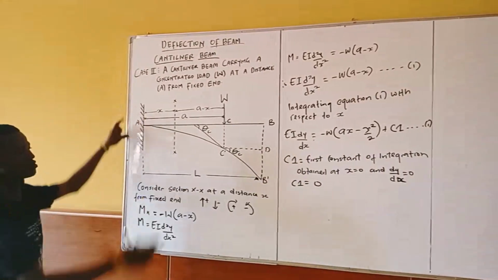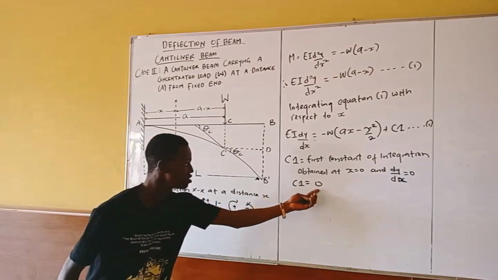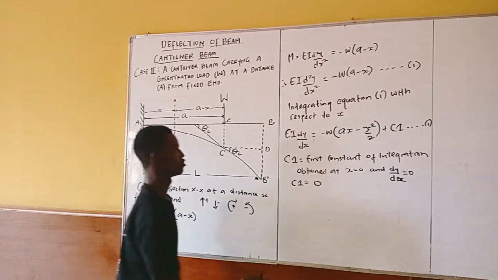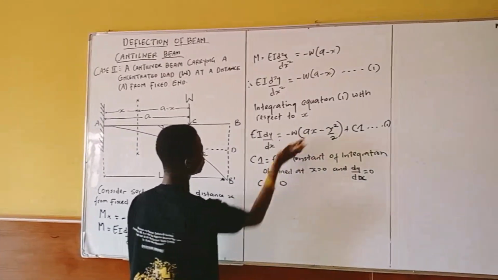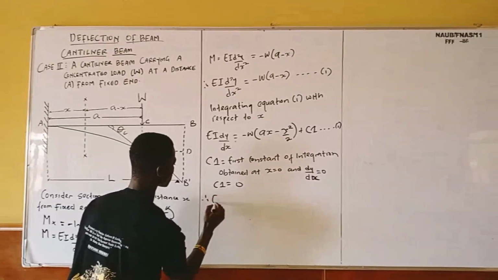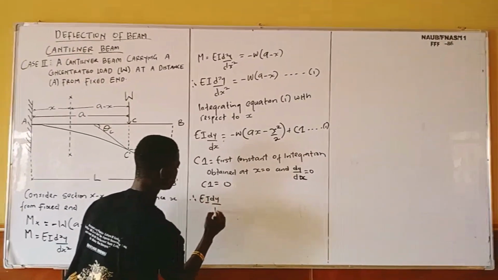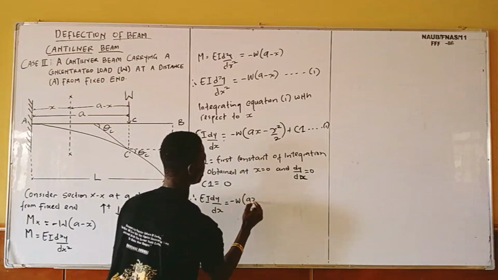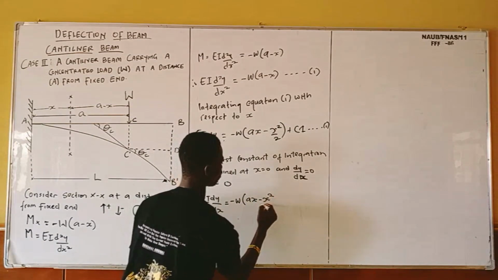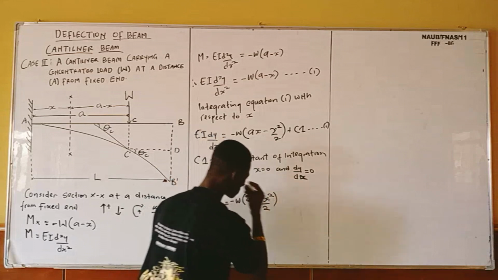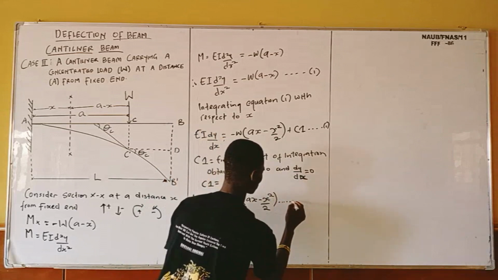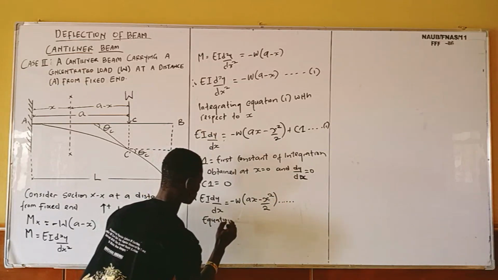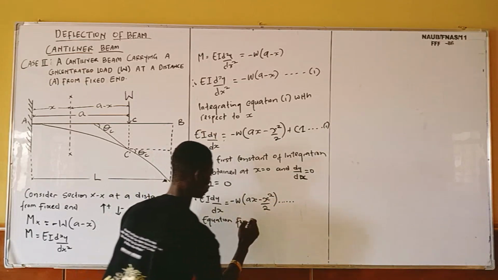So now what I'm going to do next is to substitute C1, which is 0, into this equation to have my equation for slope. By substituting this value, I'm going to have EI dy/dx equals minus w (Ax minus x squared over 2). So this one is the equation for slope.